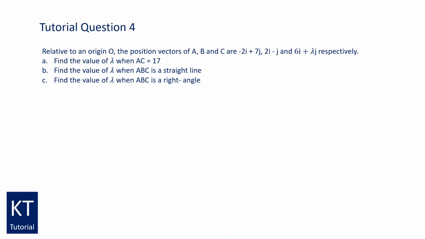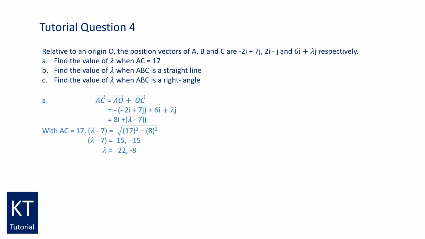Tutorial question 4. Relative to an origin O, the position vectors of A, B, and C are minus 2i plus 7j, 2i minus j, and 6i plus lambda j respectively. Find the value of lambda when AC is 17. By first obtaining AC in the form of its i and j, lambda minus 7 can be obtained using Pythagoras theorem. Next, find the value of lambda when ABC is a straight line.